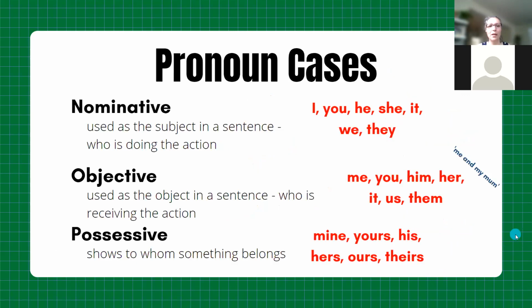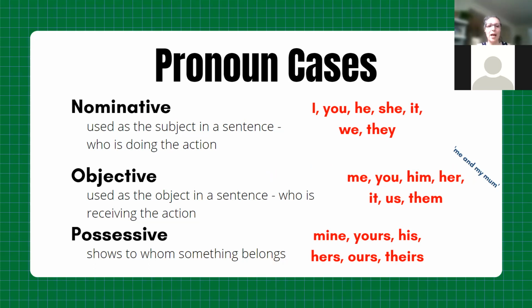Cool. Right. In terms of pronouns, they have different forms and they play different roles. And you're going to see something cool here. The nominative case is the subject in a sentence. It's who is doing the action. I walk, you walk, he, she, it walks, we walk, they walk, and so on.